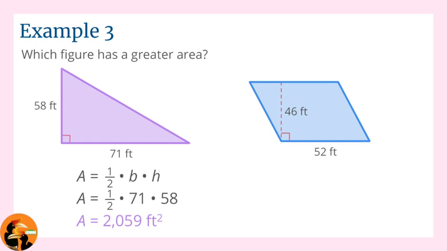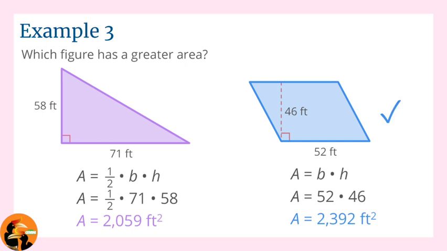Let's find the area of the parallelogram next by multiplying the base and the height. 52 times 46 gives us an area of 2,392 square feet. Now we can compare the areas. Since 2,392 is greater than 2,059, the parallelogram has the greater area.